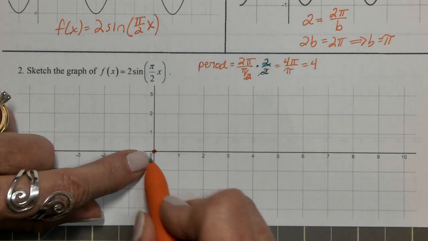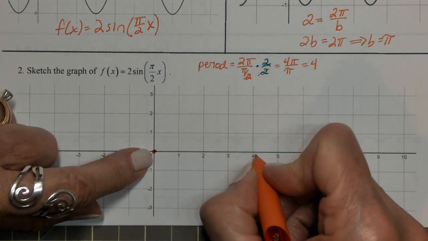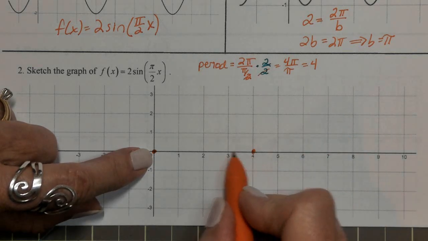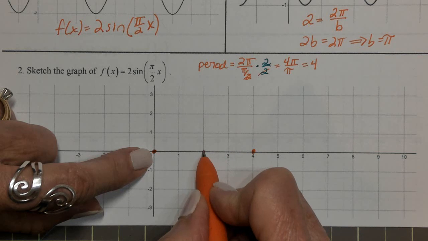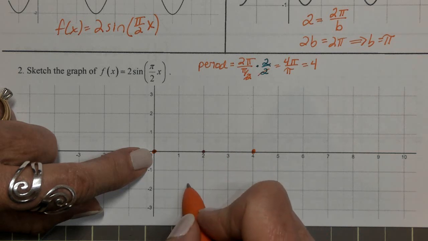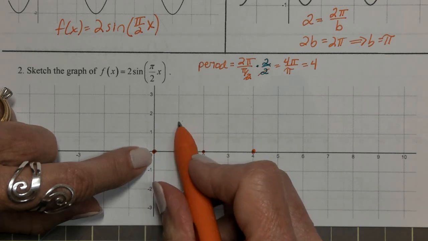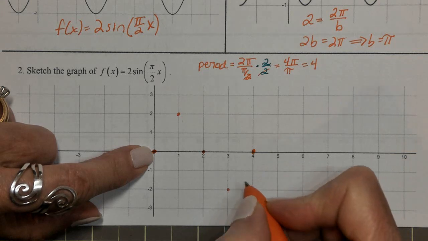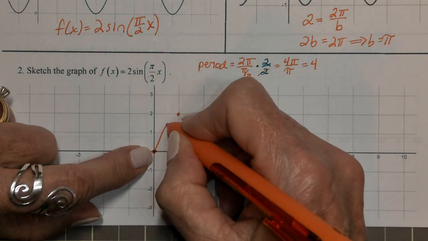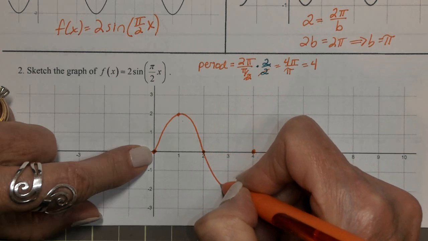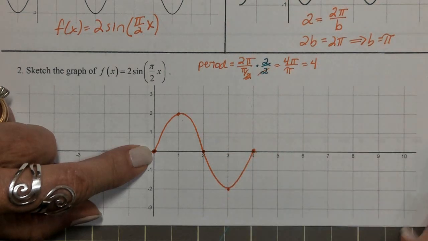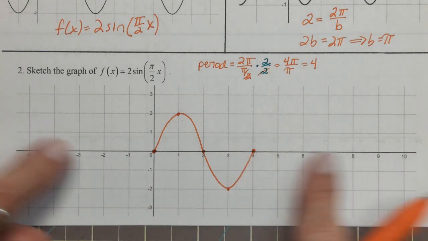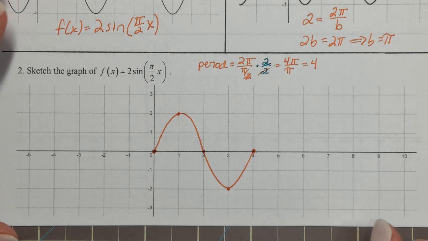The period is 4. That means if I start at 0 here, at 4, I'm going to have another 0. So this is a sine curve, and I know that sine is also 0 halfway through its period. And then at its maximum, it's going to be 2. At its minimum, it's going to be negative 2. So here's one period. Now, since they gave me the graph that extends, I must draw the graph as far to the right and left as I can.